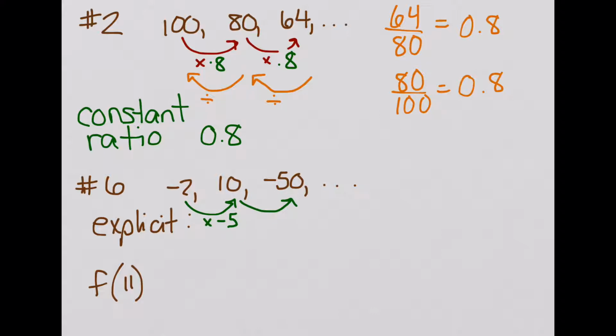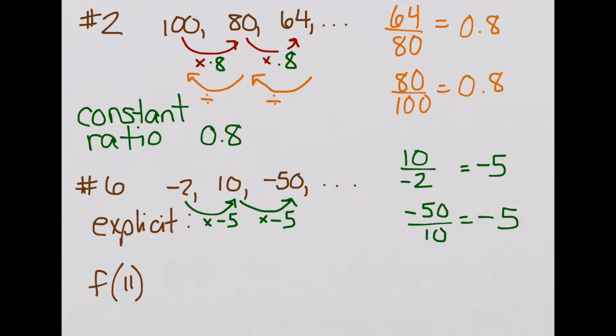And again, if you can't see that, you can go off to the side and do a little bit of working backwards. Negative 50 divided by 10 and 10 divided by negative 2, I get negative 5 both times when I divide those. So I must be multiplying by negative 5. So to write the explicit formula then, let me make a little bit of room here.